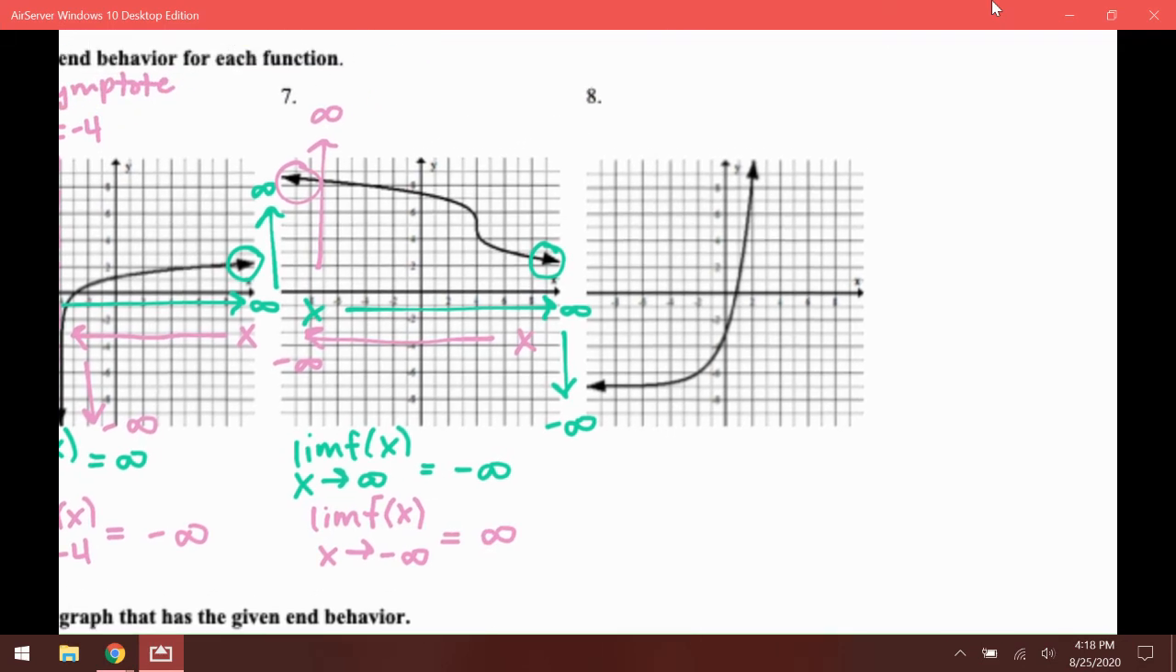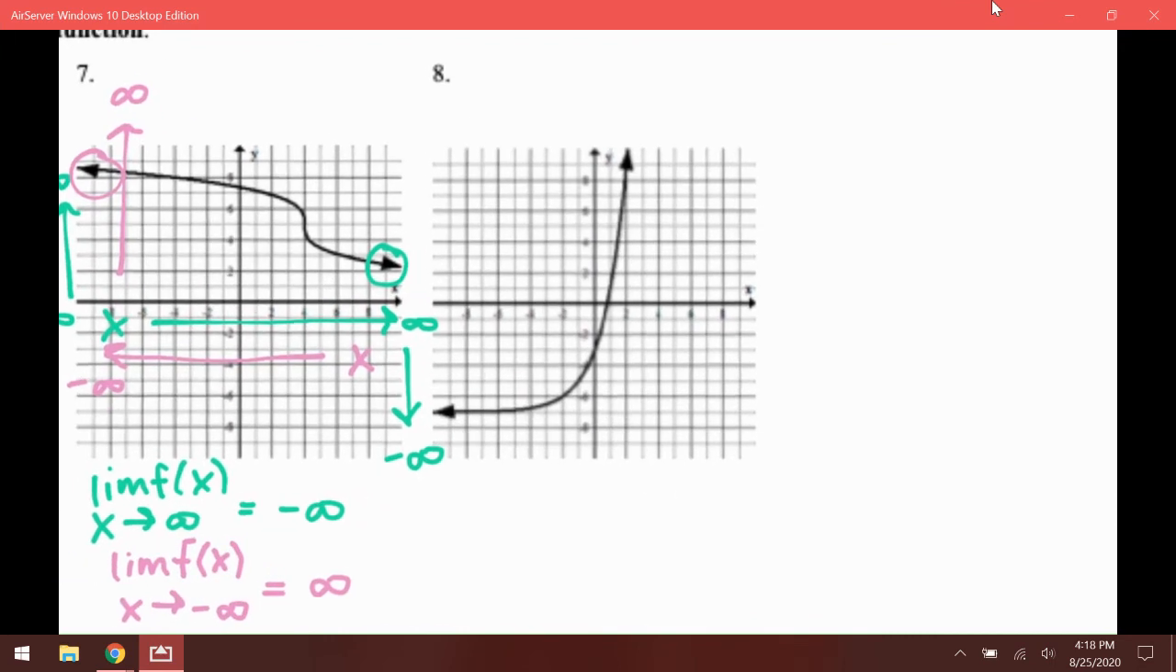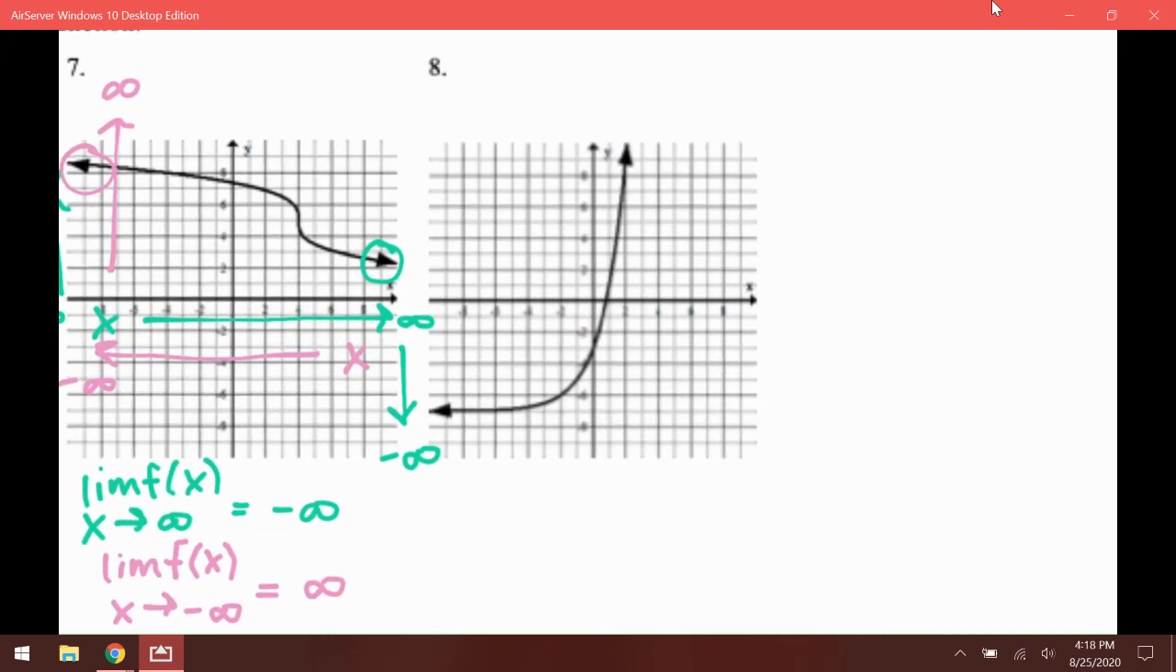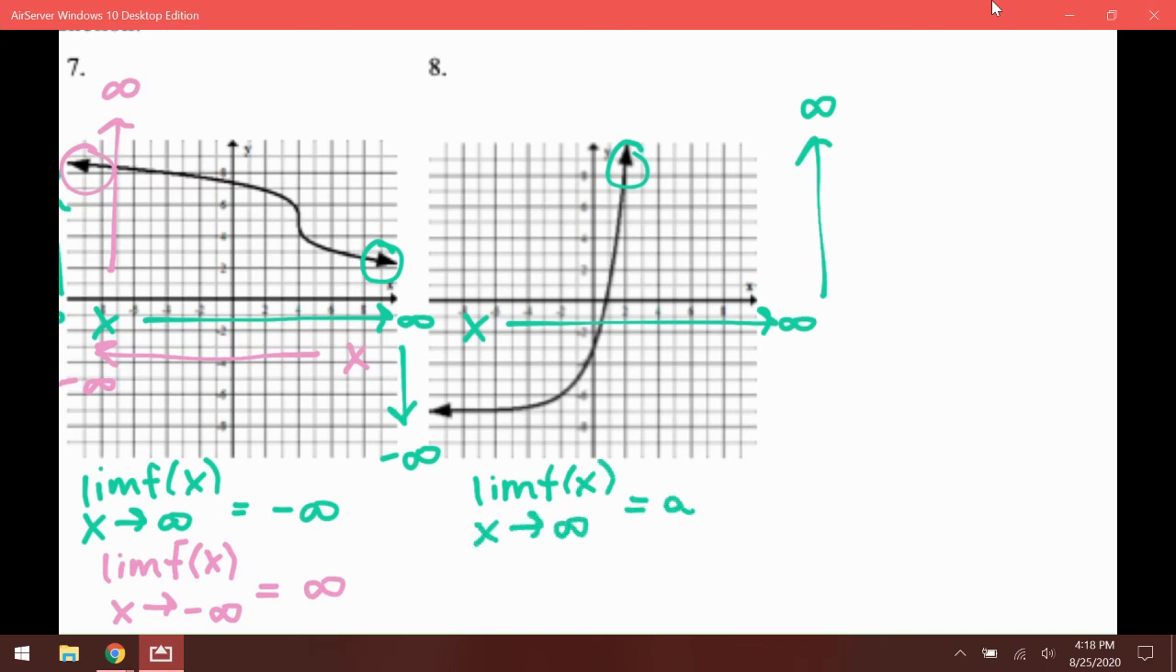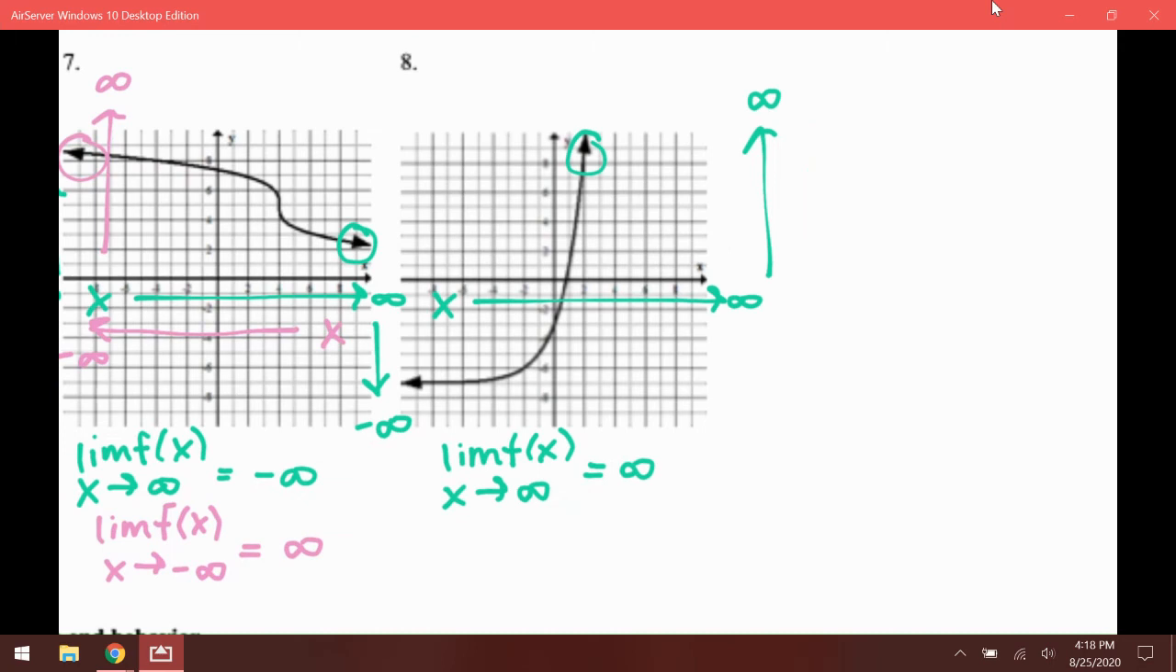All right, and last but not least, number 8. Let's take a look. First, I need to think about what happens as x approaches infinity. Well, that's my right arrow, which is indeed approaching infinity as well. So that is the limit of f of x as x approaches infinity equals infinity. And if we go in the other direction, as x approaches negative infinity, my y's, they're going down, but they stop here at this point.